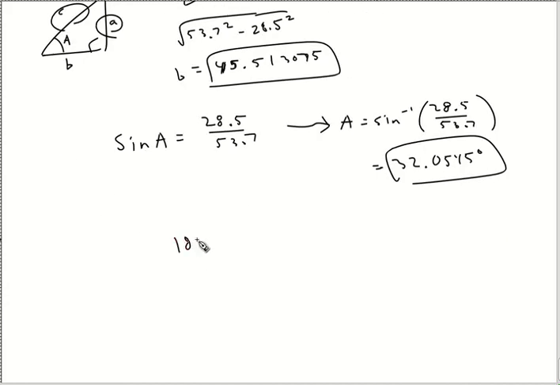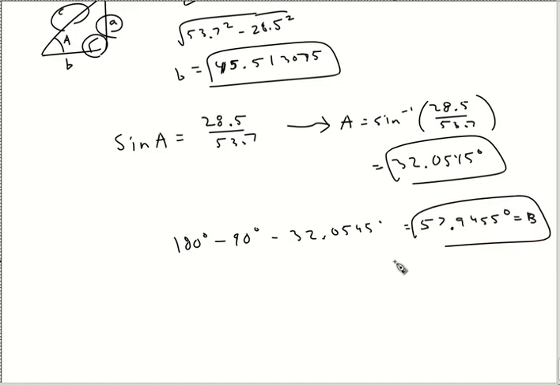And the last one, B, is super easy. The 180 rule: 180 minus my 90 from the C. That's that one right there, by the way. Minus the 32.0545 that we just found is 57.9455, and again degrees, and that is my B. Again, there's other ways to do it, but I just chose that, and well, there you go.